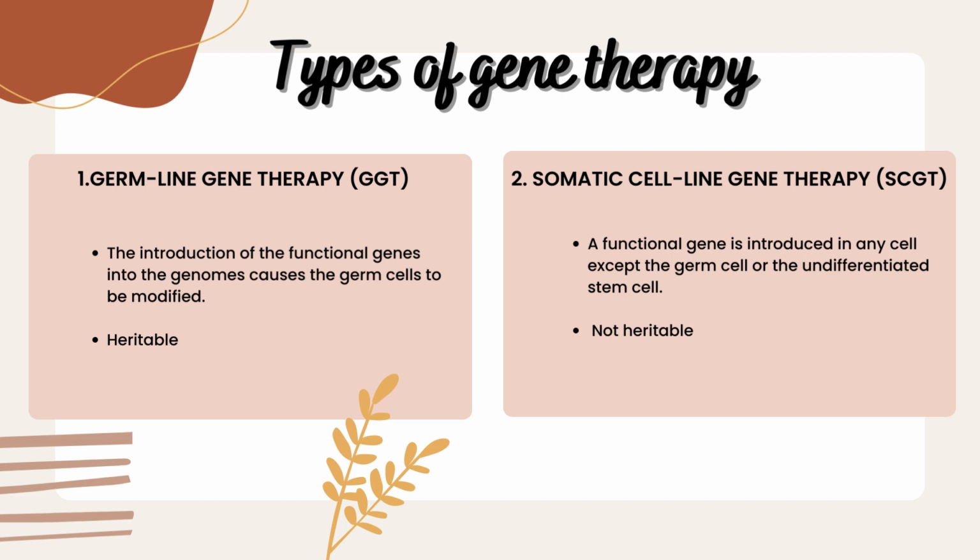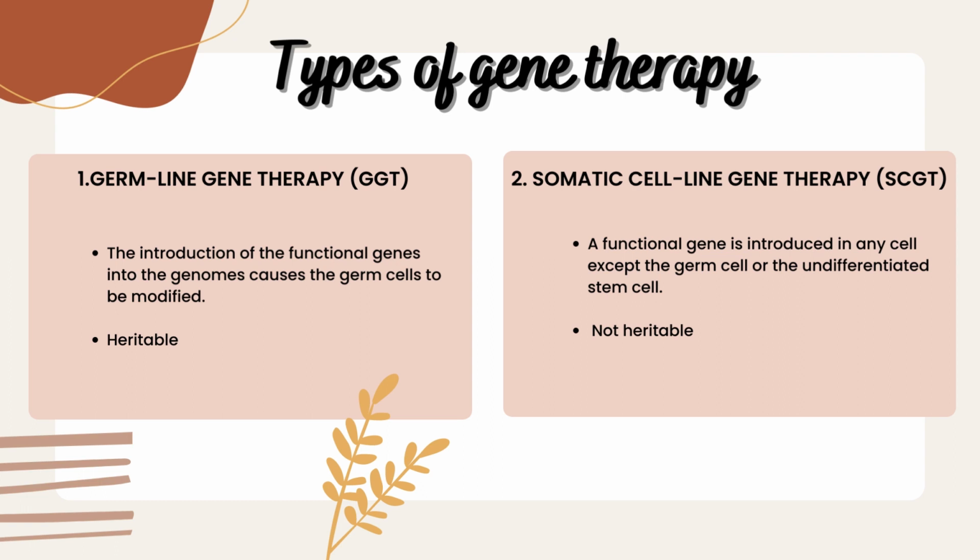So, types of gene therapy. Basically, there are two types of gene therapy, which include firstly germline gene therapy (GGT) and also somatic cell gene therapy (SCGT). In GGT, the introduction of functional genes into the genome can cause the germ cells to be modified. This is heritable as it can be passed on to the offspring. There isn't actually much application or any application of GGT on human beings due to the lack of knowledge and research in terms of possible risks, ethical issues, and technical reasons.